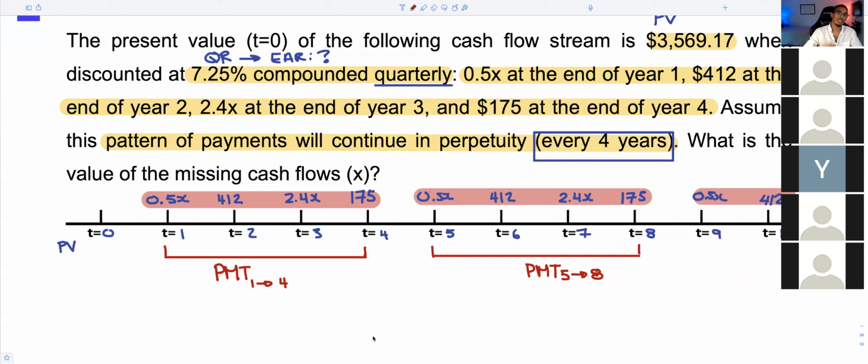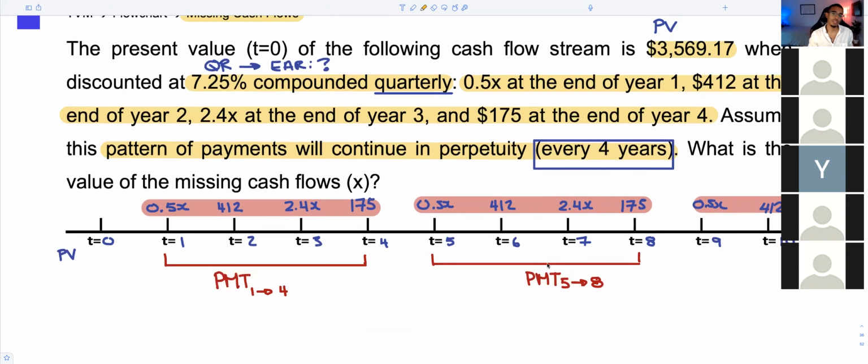As much as we could say that 0.5x, 412, 2.4x, 175 happens every 4 years, we could also say something very similar and say that this type of payment that we grouped happens every 4 years. Instead of saying 0.4, 0.5x, 412, 2.4x, and so on, we could just say, hey, payment 1 to 4, or payment 4 years, happens every 4 years. So it makes it much easier for us to work with our formula. This is the first step.